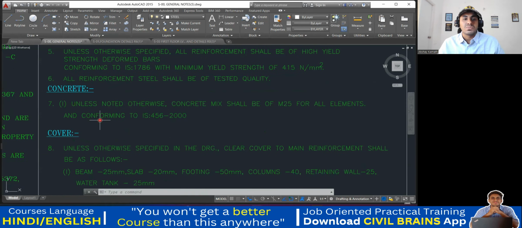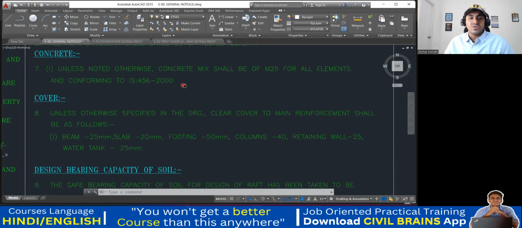Now come to the concrete. Unless noted otherwise, concrete mix shall be of M25 for all elements and conforming to IS 456-2000. That means whatever concrete you are using in this particular structure, it should be made up of M25 grade of concrete for all elements. All elements in the sense footing, column, beam, slab, staircase, whatever RCC element you are putting up, it should be M25. Got it? And in order to know more about the concrete, you can refer to the IS 456-2000 code book.